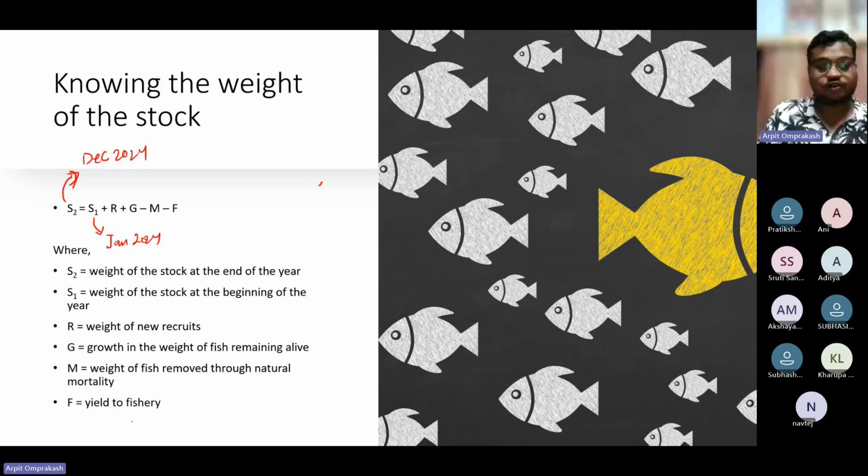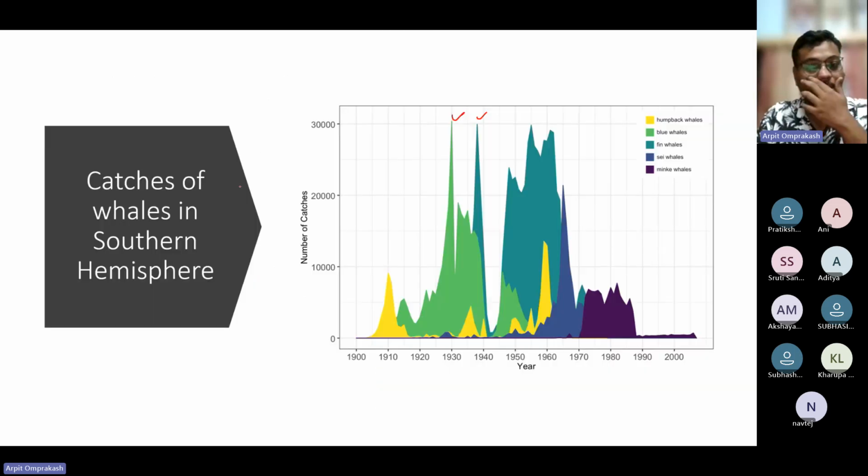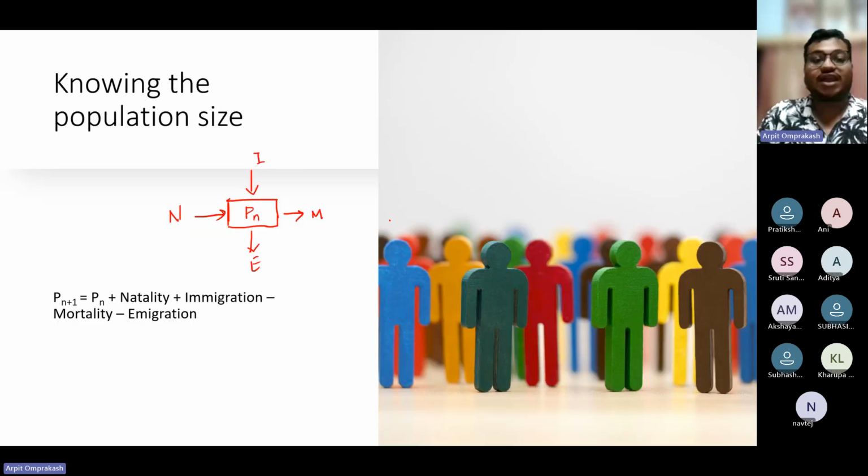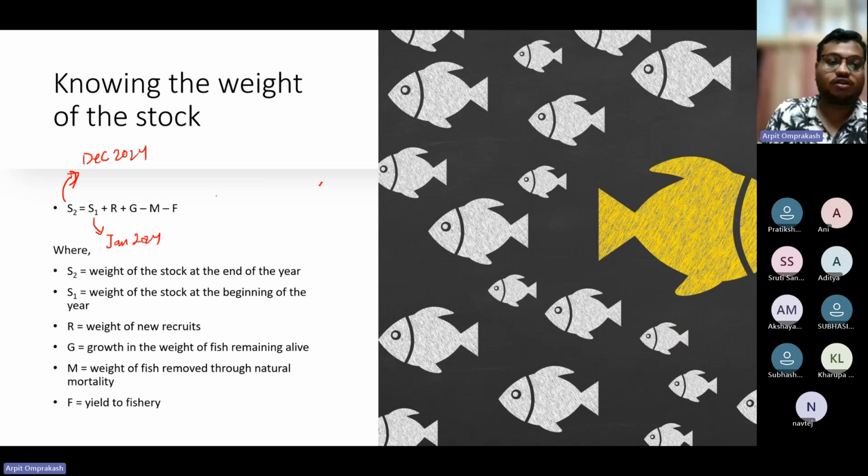And F is basically the yield to fishery. That is the amount of biomass that is taken out of the system because of fisheries. So if we want to find a sustainable point, for example here for this blue whale, people somehow calculated that this is the maximum sustainable yield. To calculate the maximum sustainable yield, we need to ensure that S2 will be equal to S1. So the weight of the stock at the end of the year should be equal to the weight of the stock at the beginning of the year. So we are not affecting the biomass of the population, right?